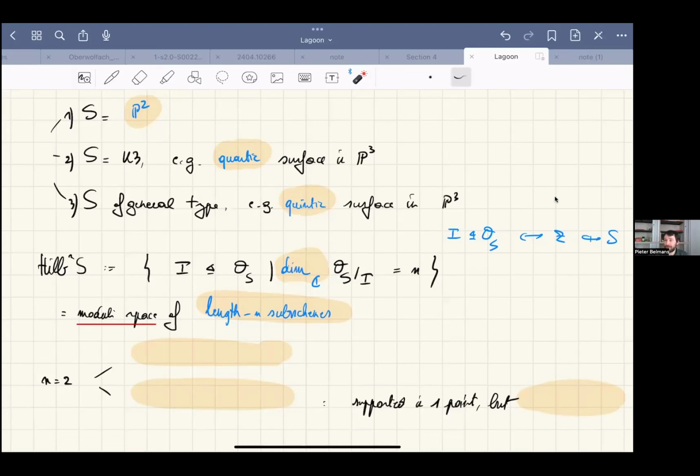So the first interesting case is where n is equal to 2. And now two things can happen. The first thing that can happen is that we have two distinct points.